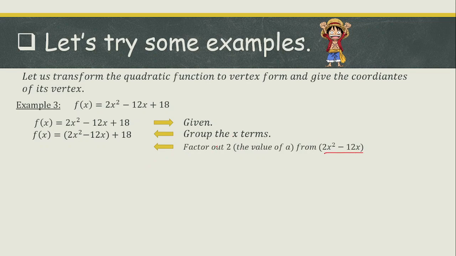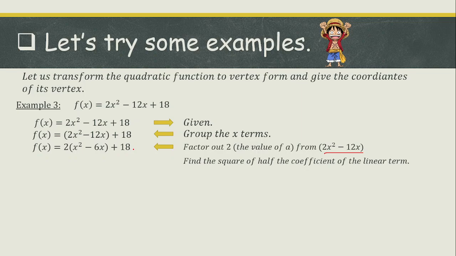Sabi ko nga kanina, dapat yung value ng A natin, yung magiging remaining dyan, dapat na value ng A is 1. Or it means x squared lang dapat yung meron dyan. So let's factor out 2 from 2x squared minus 12x. So 2x squared minus 12x divided by 2, the answer will be x squared minus 6x. So yung kalabasan niya, pag pinactor out natin yung 2, is 2 times x squared minus 6x plus 18.